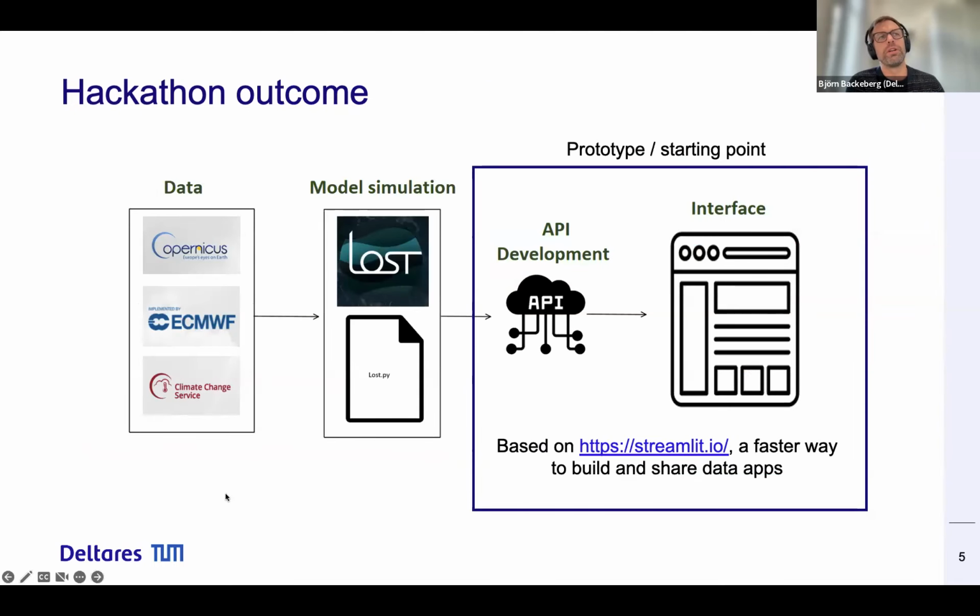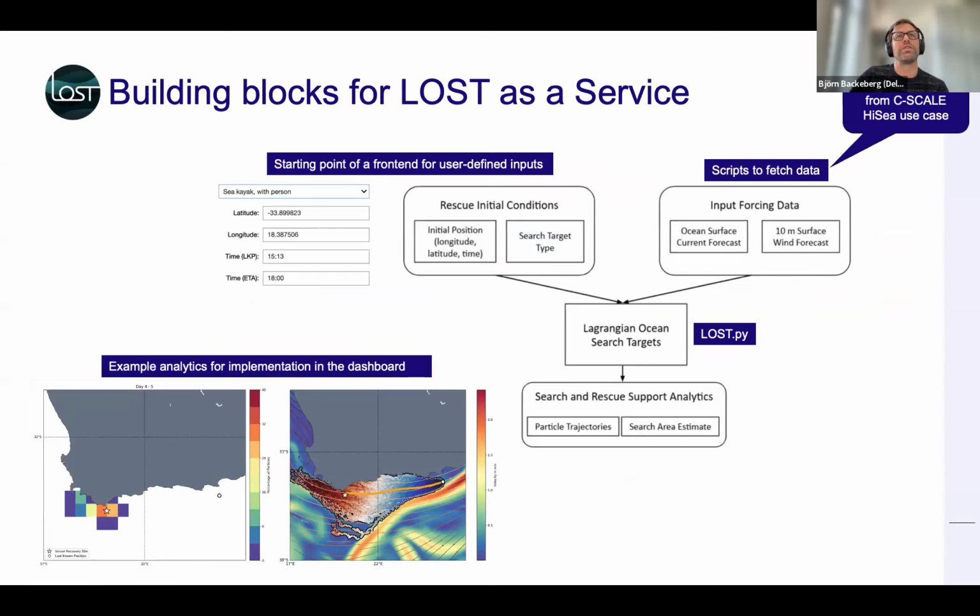We will use a whole bunch of data. We've got the model simulations, and then the hackathon built this prototype starting point for an API and an interface for users to more easily run these simulations. So this is what we've got.